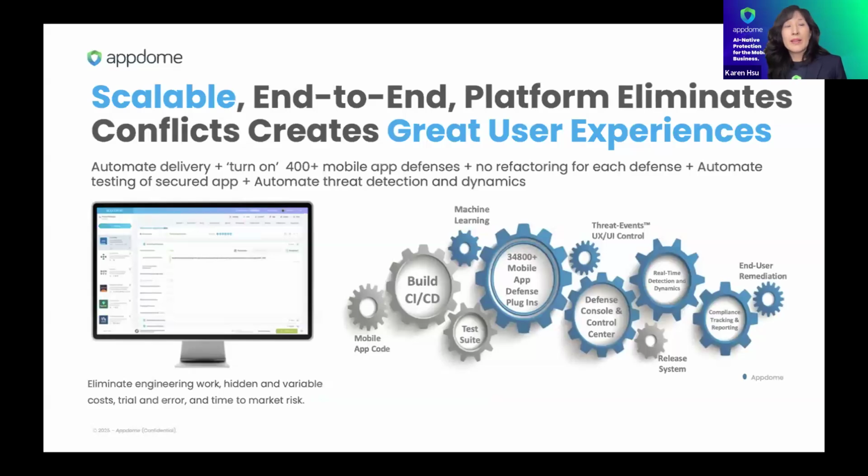So, what do we mean by that? That means being able to automate delivery, turning on the defenses that you need without having to refactor each defense when you do that, automate the testing of the secured app with the anti-fraud protections, and Lakshmi will go into that in more detail, as well as automating threat management. So looking out into the future, seeing when the app is in production in the wild, what new attacks are happening on the app and how you can automate your defenses against them.